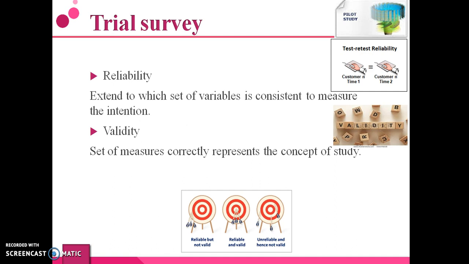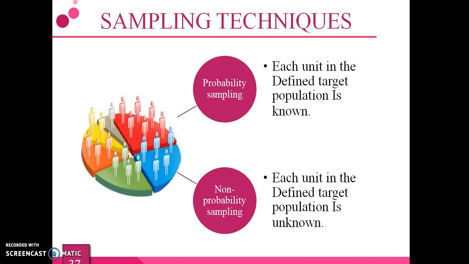Trial survey is used to test the reliability and validity of the research. The sampling technique is broadly divided into probability and non-probability sampling. Probability sampling is used when the researcher is able to estimate the population parameter, when each unit in the defined target population is known.